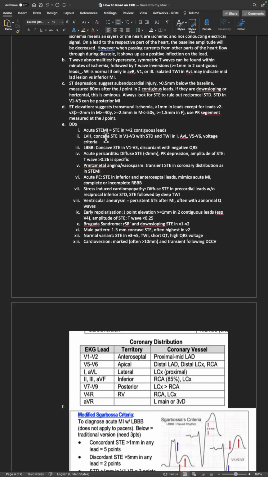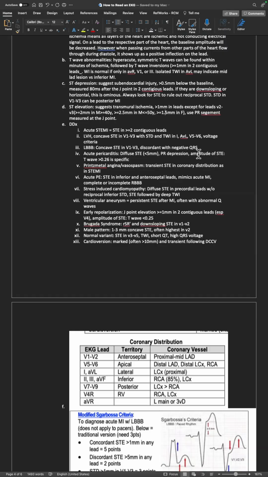LVH will show concave ST elevation in V1 to V3 with ST depression and T-wave inversion in aVL or V5 to V6. Left bundle branch block will show concave ST elevation in V1 to V3, discordant, which means going in a different direction, with a negative QRS in the preceding QRS. And then acute pericarditis will show diffuse ST elevation of less than 5 millimeters.